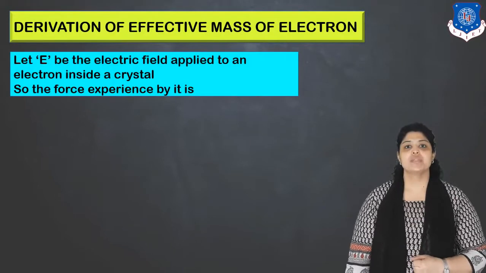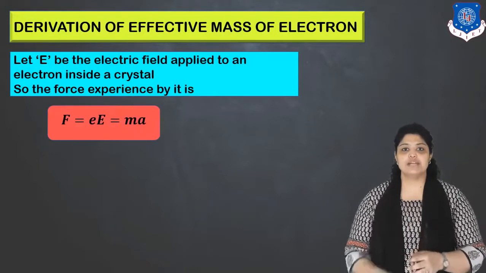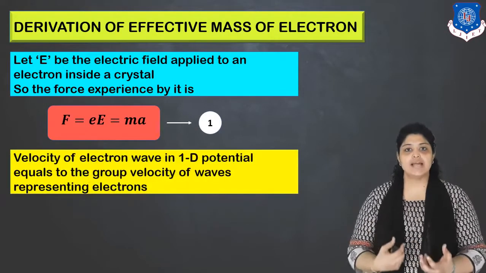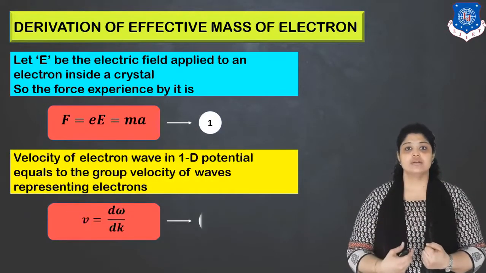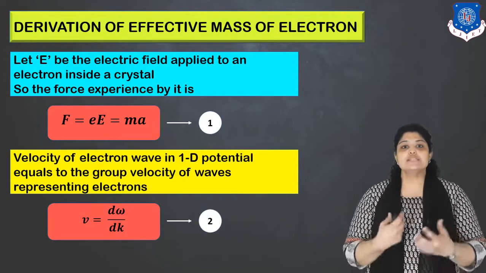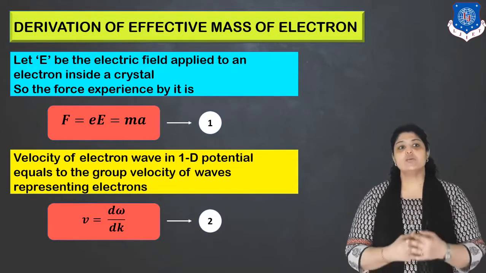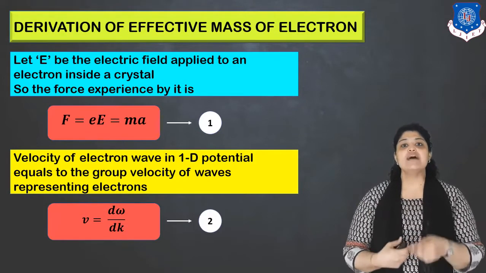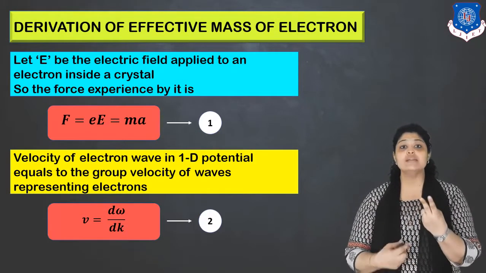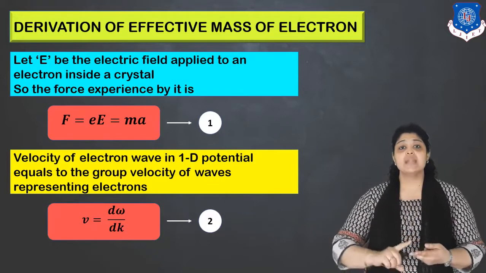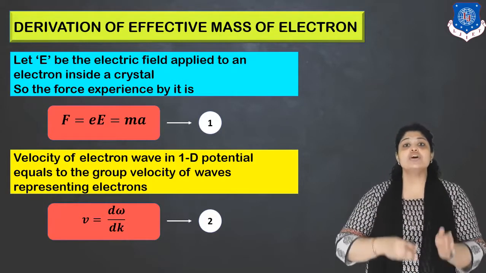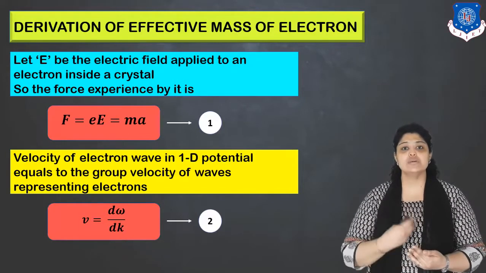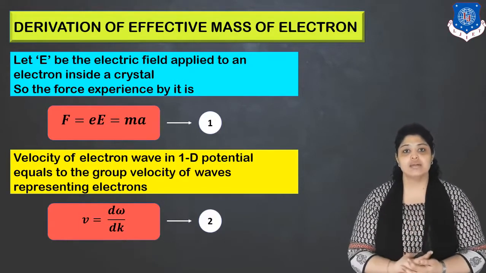Moving ahead, derivation of effective mass of an electron. Let us consider E as an electric field which we apply to a crystal, to an electron. So what will be the force experienced by the electron? Now we know that capital E is the electric field applied. So we have two equations of force. One is F = eE, and the second, because the electron accelerates opposite to the electric field, we can also say according to Newton's law, F = ma.